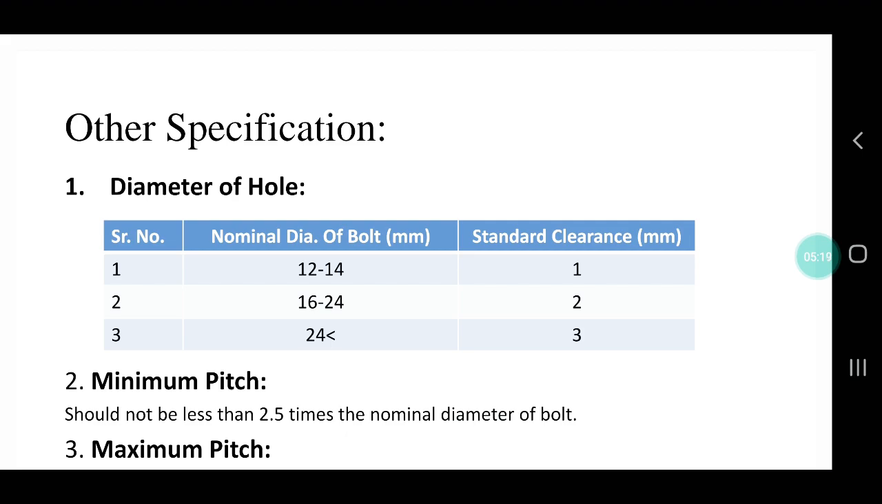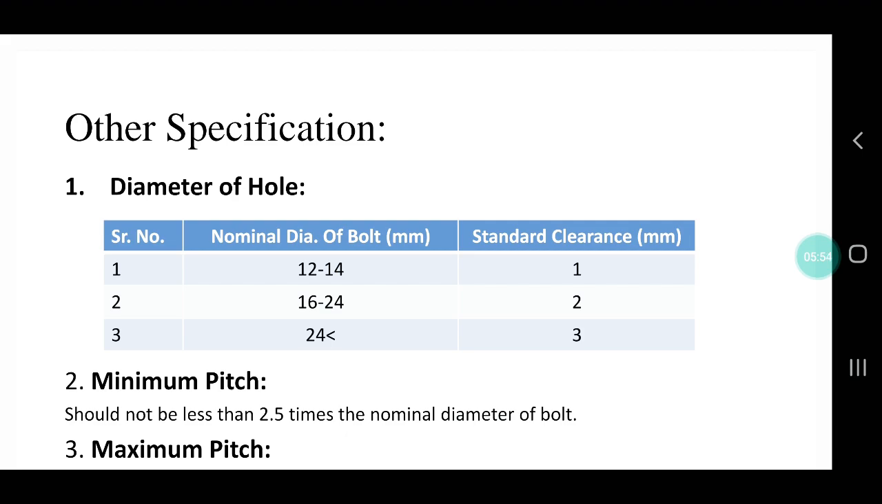The first one is the diameter of hole. While inserting the bolt into the hole, it might be quite problematic since the hole is generally not perfectly vertical, or there might be some other problem. That's why we have to keep some clearance to insert the bolt. In such a situation, what should be the clearance? It is referred to in this table.